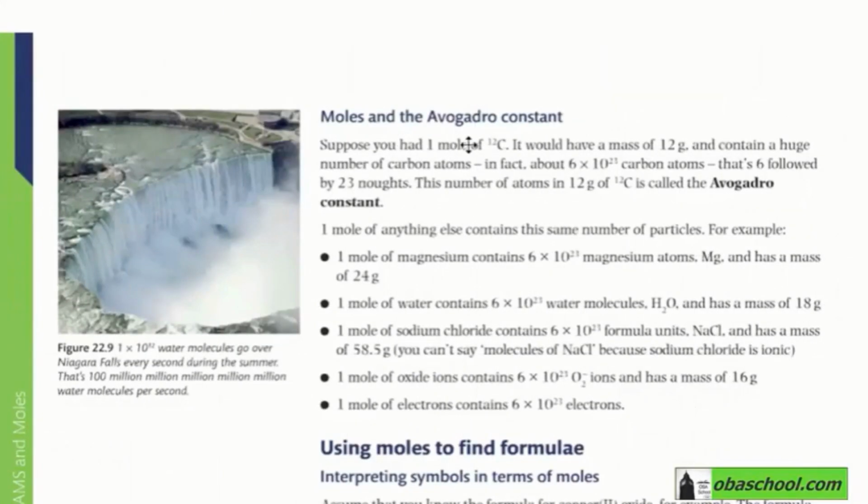Moles and Avogadro's constant. In this video, we'll see the relation between moles and Avogadro's constant. And what is the Avogadro's constant? Let's say we have 1 mole of carbon-12.